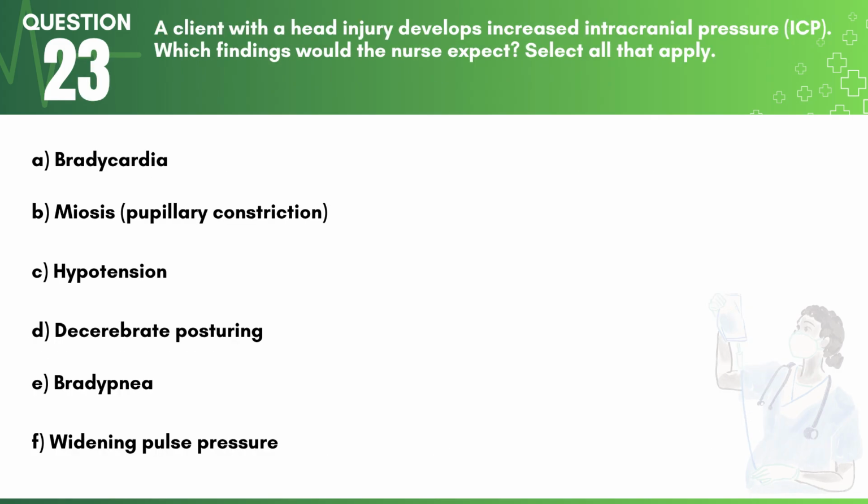Question 23. A client with a head injury develops increased intracranial pressure, ICP. Which findings would the nurse expect? Select all that apply. A. Bradycardia. B. Meiosis, pupillary constriction. C. Hypotension. D. Decerebrate posturing. E. Bradypnea. F. Widening pulse pressure.